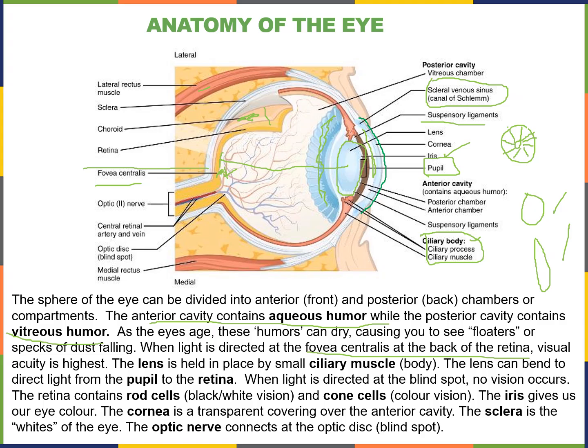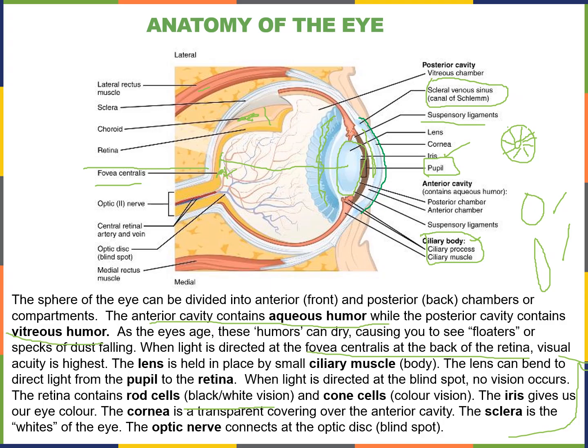Rods tend to be more in the periphery of the retina. Rods help us, like I said, with black and white vision. So rods help us with night vision too when light is low. And I think everything else that is sort of written here, I have told you. But let's take a look again.